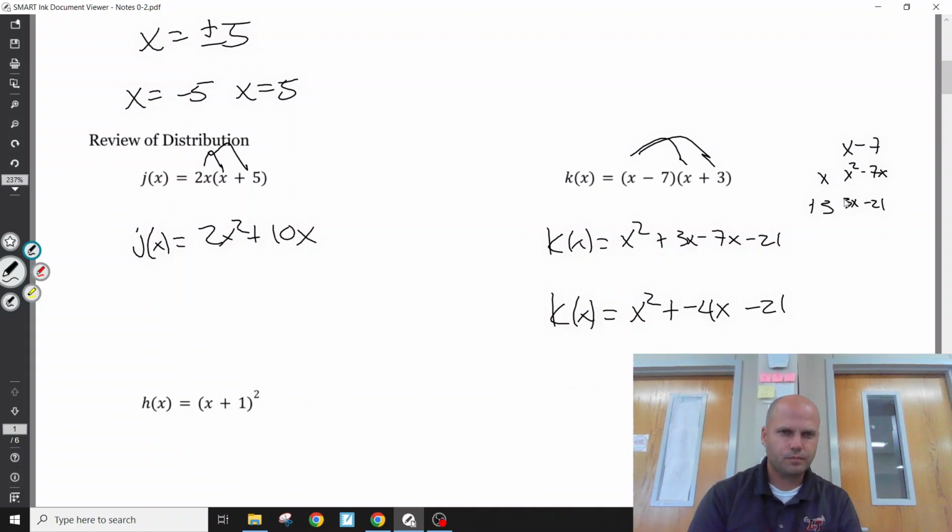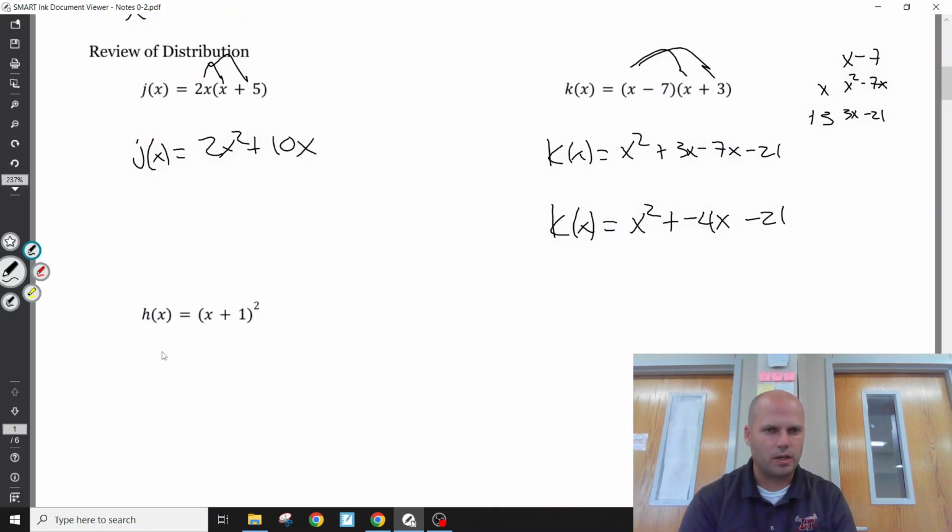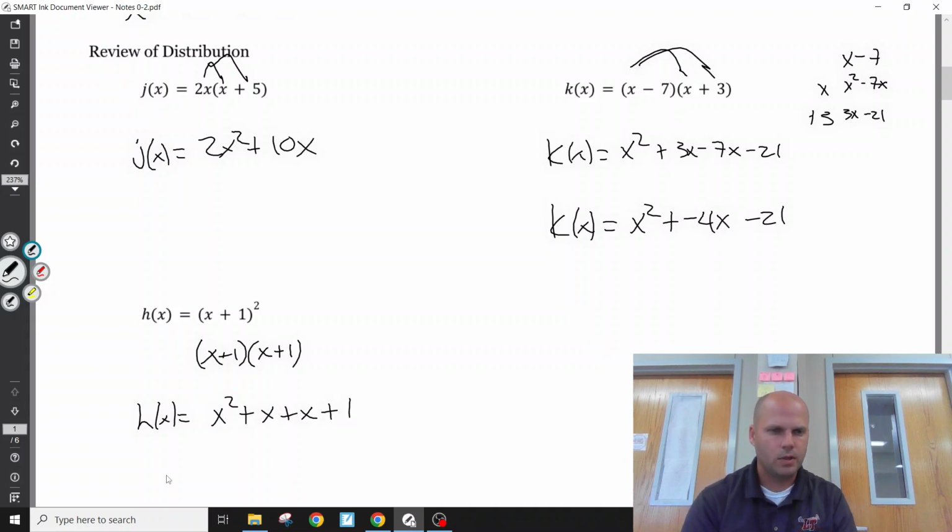Here, x plus 1 squared. It's important not to make the mistake of doing x plus 1 like x squared and 1. You have to write it out and get that it's x squared. I'll have a 1x, I'll have another 1x, and I'll have a 1, giving me x squared plus 2x plus 1. Okay, so we reviewed distribution.